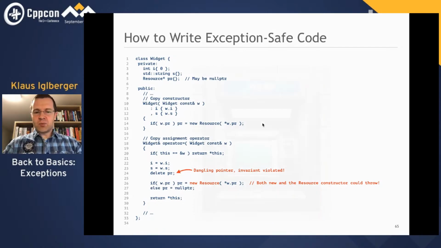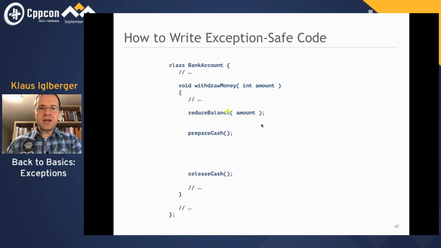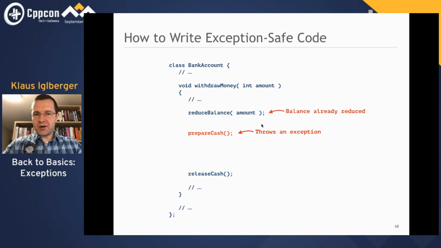Perhaps I can visualize this even more by telling you that this is perhaps a toy example. Consider some real example, some ATM machine. Consider that somebody has written a class bank account, and this bank account comes with a withdraw money function. Well, you pass some amount, and the first thing you do is to reduce the balance by this given amount. Okay. Now, the next thing we have to do is prepare the cash that the user of the ATM machine then finally gets. What if prepare cash does not really work, throws an exception? Well, then of course I have a significant problem, because the balance has already been reduced.